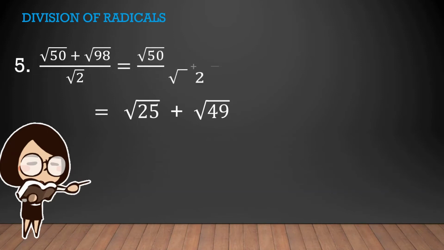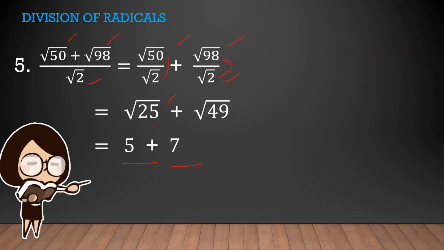Okay, how about number 5? So in number 5, square root of 50 plus square root of 98 all over square root of 2. So we need to separate this. So square root of 50 over square root of 2, then square root of 98 over square root of 2. Then square root of 50 over square root of 2 is square root of 25. So just divide, 50 divided by 2 is 25. And 98 divided by 2 is 49. So that is square root of 49. And square root of 25 is 5. Then square root of 49 is 7. So 5 plus 7 is 12. So this is the final answer. Guys, did you follow?